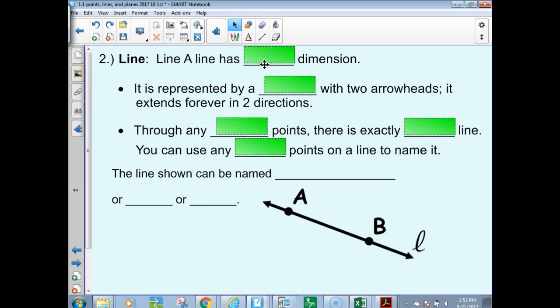A line has one dimension. It's represented by a line with two arrowheads, and it extends forever in two directions. Through any two points, there is exactly one line. You can't draw anything but one straight line through two points. Lines are assumed to be straight. They do not curve. Okay?